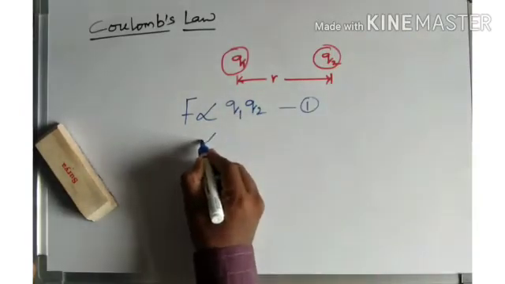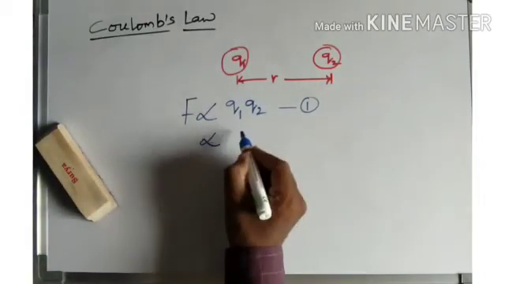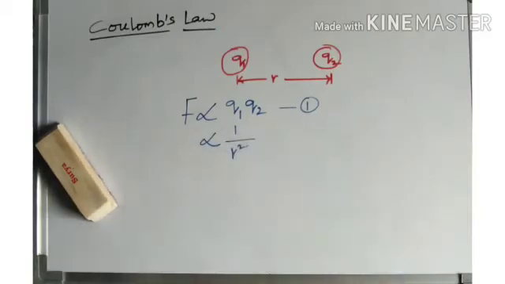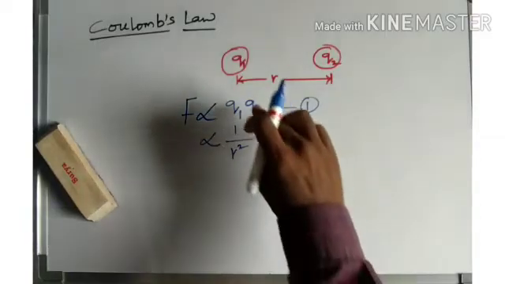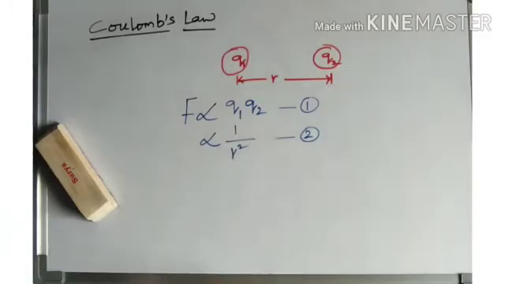The second factor which is going to influence is the distance between them. The force of attraction or repulsion is inversely proportional to the square of the distance between the two charges. So we can write it like this. This is the second expression.